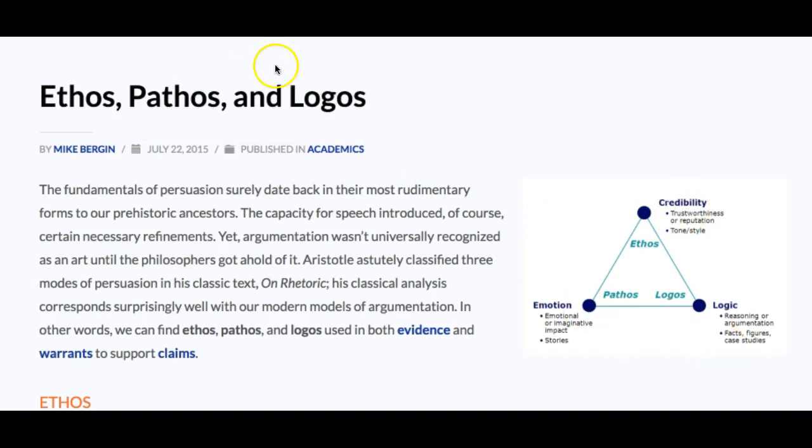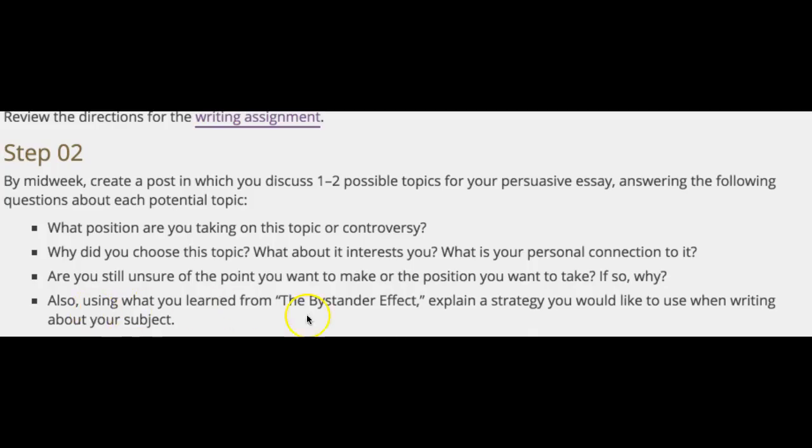So when you answer the discussion board questions about the strategy you would like to use when writing about your subject, you'll be talking about credibility, using statistics and logic, so ethos, logos, or pathos, emotion. What do you think you will use to share that topic? And that's what I'm looking for. Anyway, I hope this is helpful.